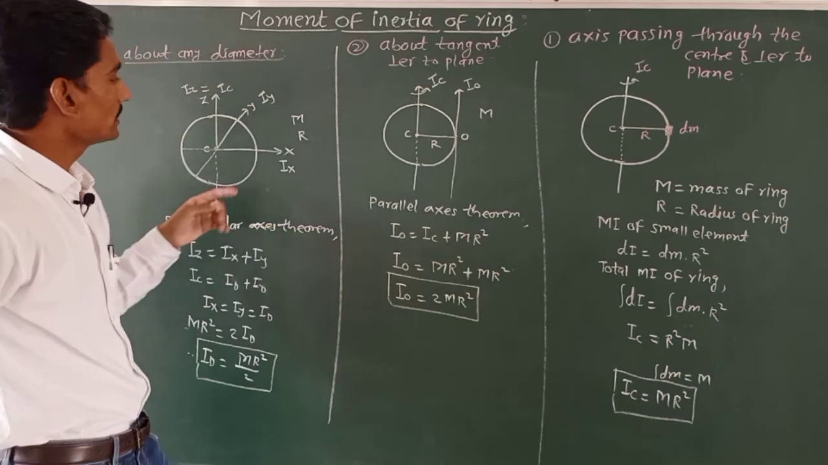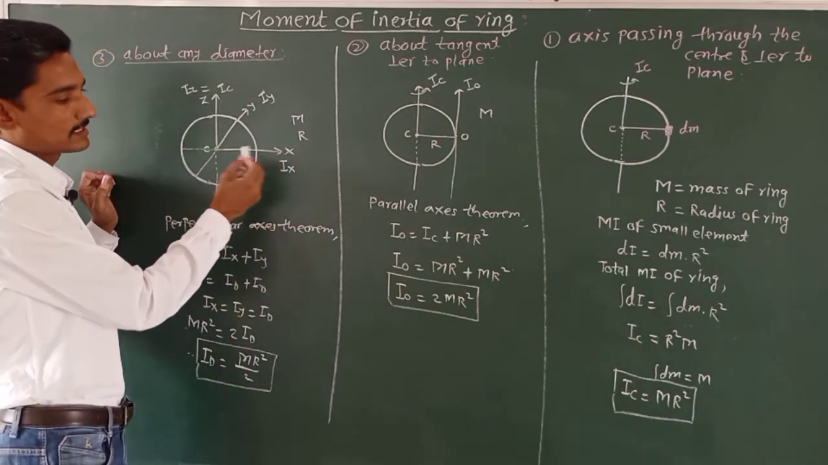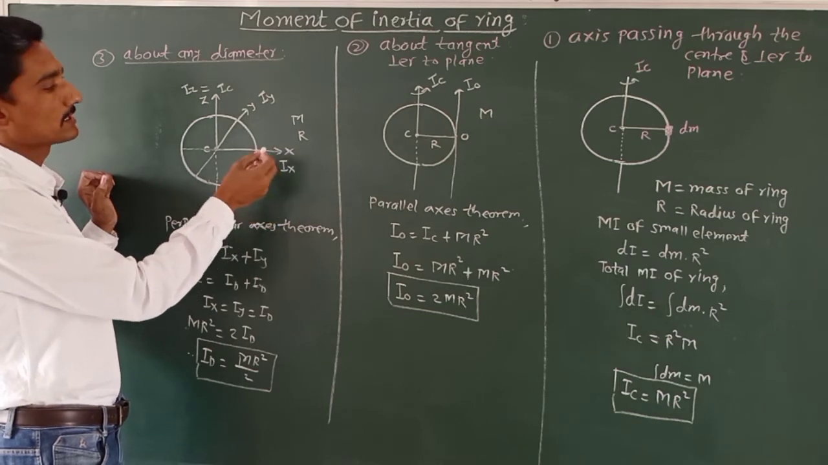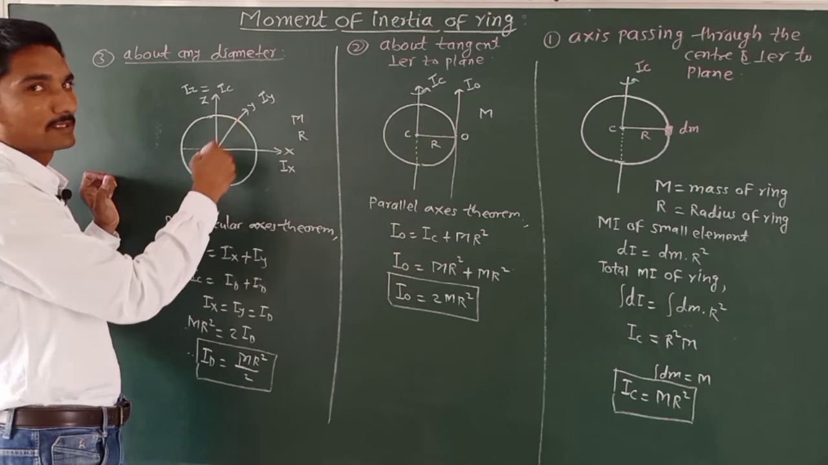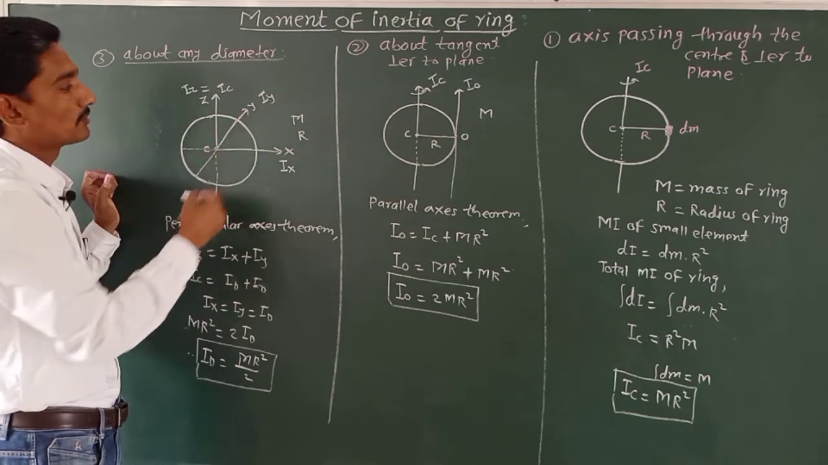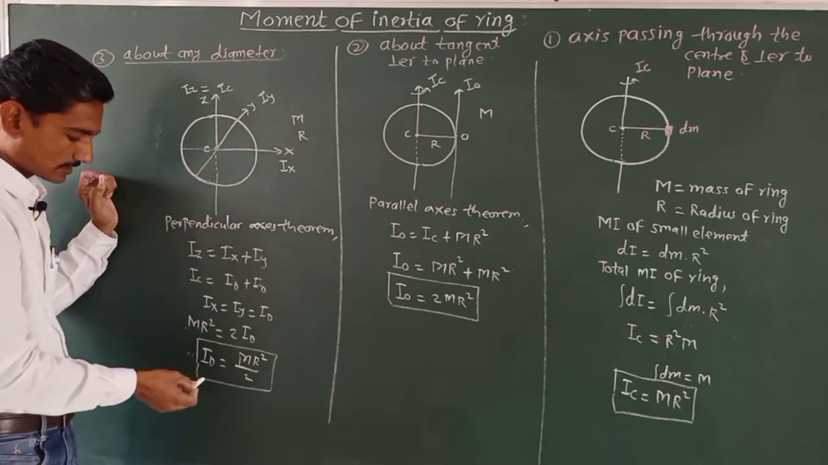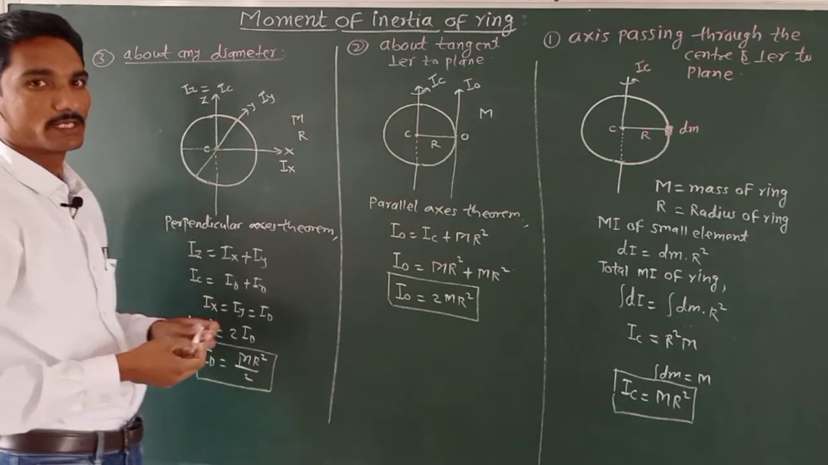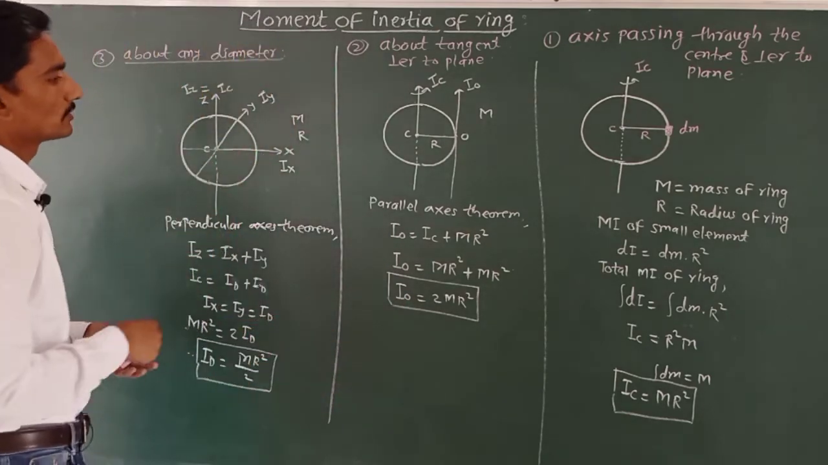If the axis of rotation is passing through any diameter, say the x axis, then Ix is the moment of inertia. If the axis of rotation is passing through the y axis about the diameter, then Iy is the moment of inertia about that diameter. Then we have the relation Id equals mr square by 2. Again we have one more relation for the moment of inertia.